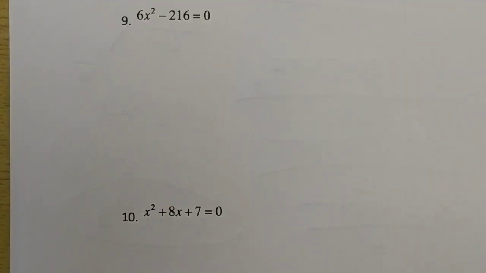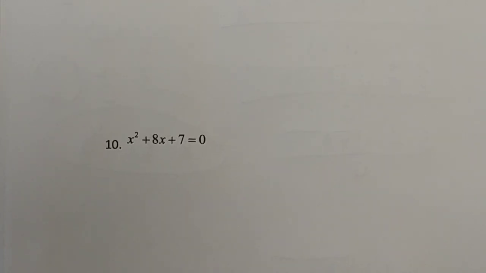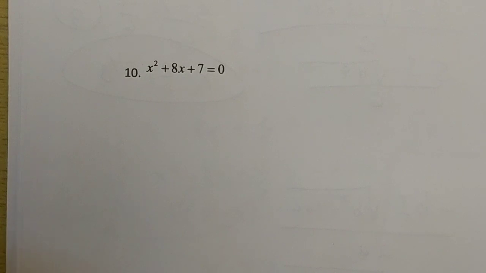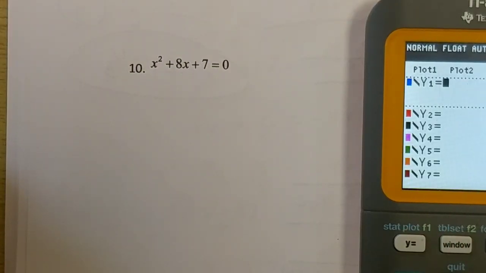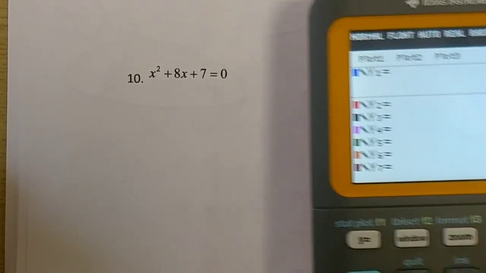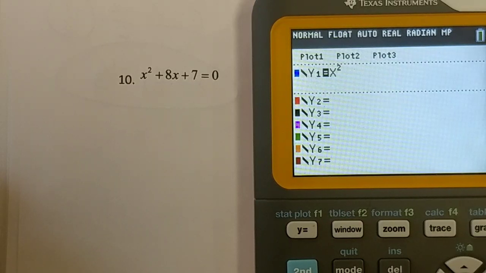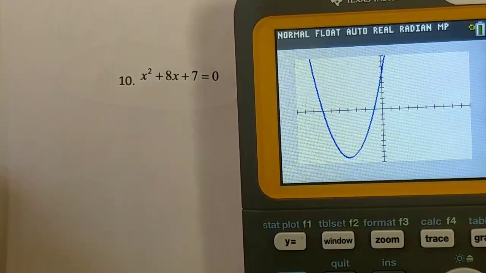And one method I haven't showed you already is the calculator method. So I'm going to show you with particularly this one, because this one's a good example. I'm going to plug this equation in just as it is. X squared, I'm not going to explain where x is because I explained it already multiple times. 8x plus 7. Now let's just graph to see if that works. Hey, I see the curve.